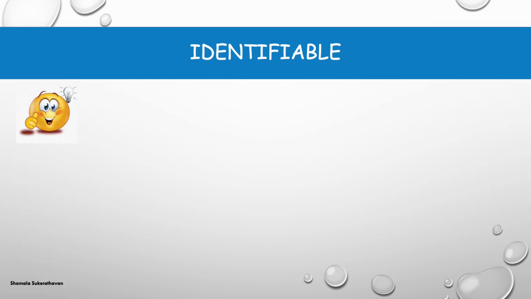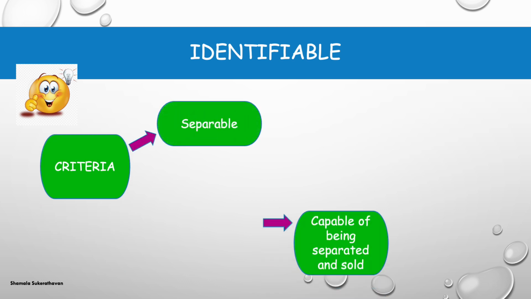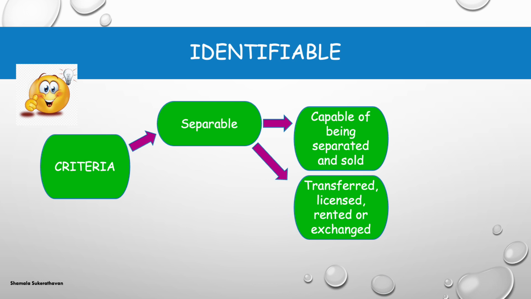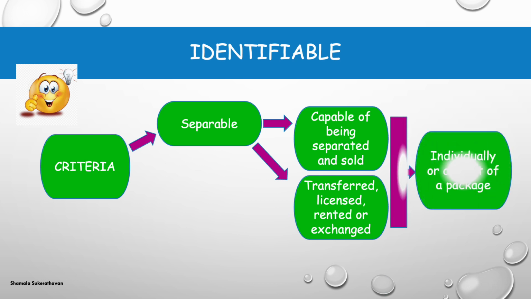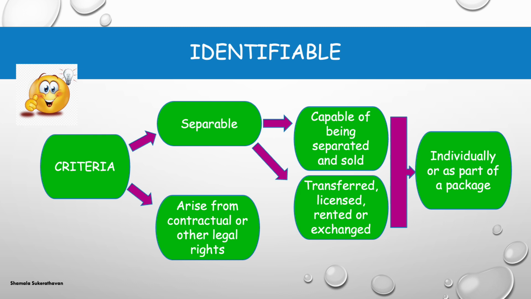An asset is identifiable if it is either separable, that is, it is capable of being separated and sold, transferred, licensed, rented, or exchanged, either individually or part of a package, meaning together with a related contract, identifiable asset, or liability. Alternatively, the asset arises from contractual or legal rights, regardless of whether those rights are transferable or separable from the entity or from other rights or obligations.